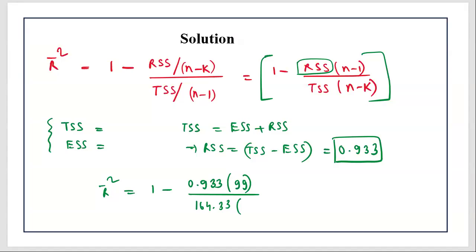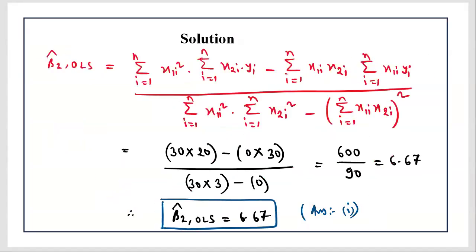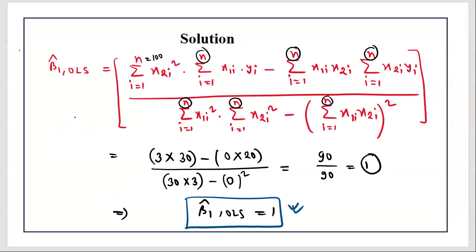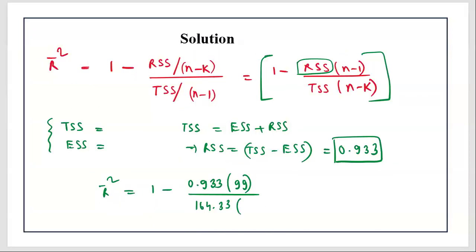And what is n minus k? N is 100 and k is 3. See, k is the number of parameters in your model including the intercept. So 1, 2, 3. You have these 3 parameters in your model including the intercept. That is why the value of k is 3 here. So it will be 97, right? 100 minus 3, that is 97.